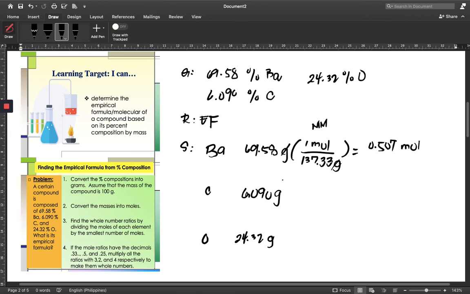Okay. Now the next element is carbon. The molar mass of carbon is 12.01, so that's 12.01 grams, and on top of it is 1 mole. Now we get to cancel grams of carbon, such that we will end up with 0.507 still moles of carbon.